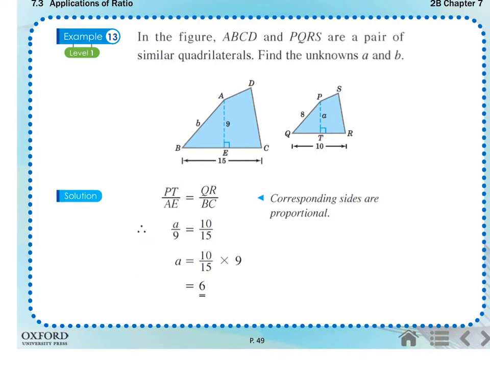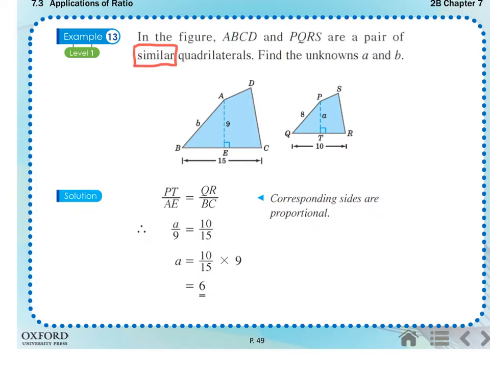So how do you know whether they are similar or not? The keyword is the questions will tell you. A, B, C, D, and P, Q, R, S are similar quadrilaterals. If we don't have this word, we don't know whether they are similar or not. Based on the pictures, we may not know.